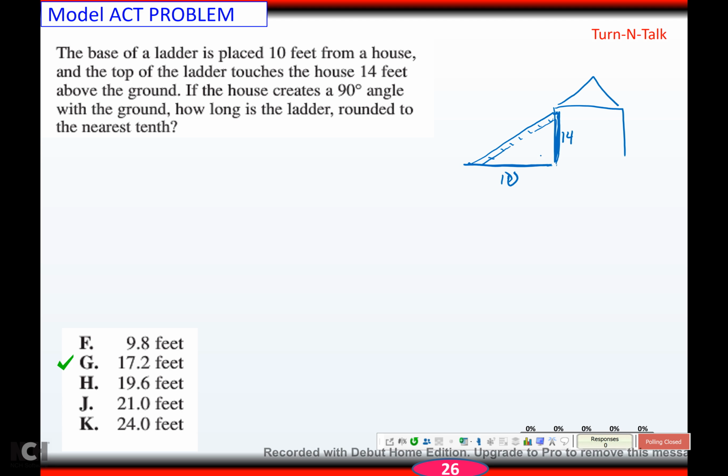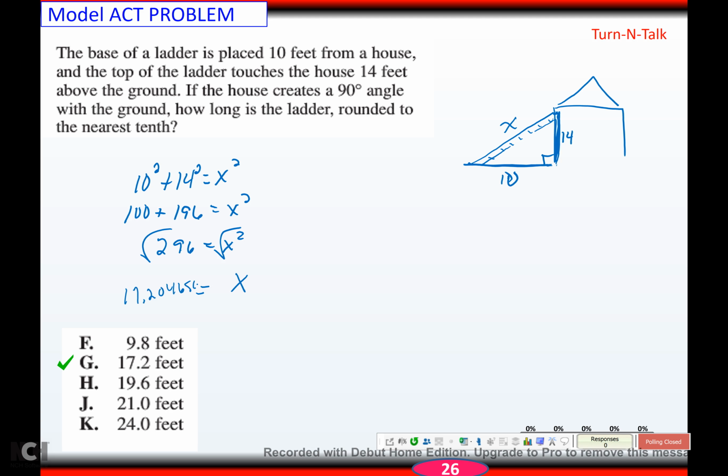This distance is 10. And it says if the house creates a 90-degree angle with the ground, how long is the ladder? So they're asking you for the hypotenuse. So I have leg squared plus leg squared equals hypotenuse squared. That's 100. That's 196. Which gives me 296, square root, and again, my answers are in decimals, so I have 17.20465053, blah, blah, blah. But they want me to round to the nearest tenth. There's my tenths place. 0 isn't going to bump it up, so the length to the nearest tenth would be 17.2.